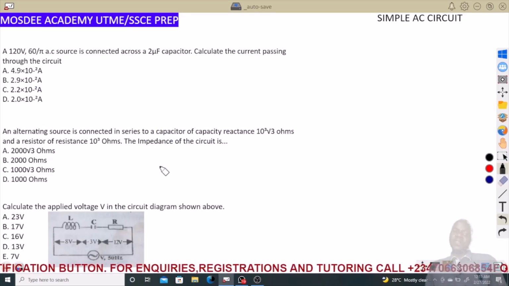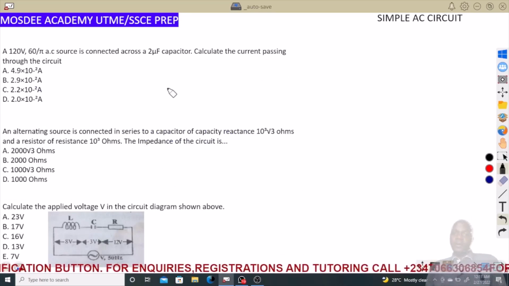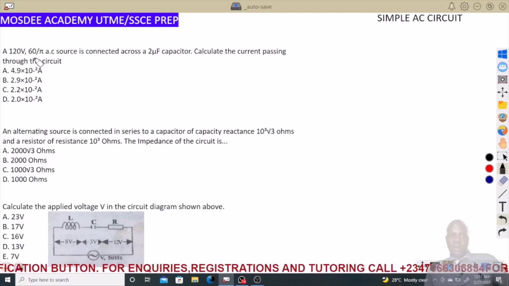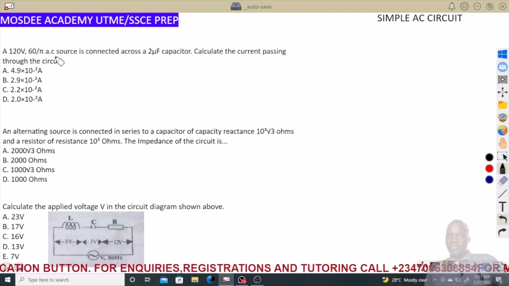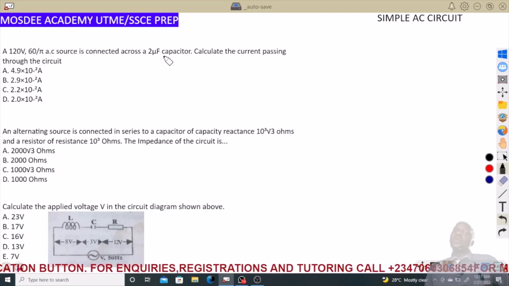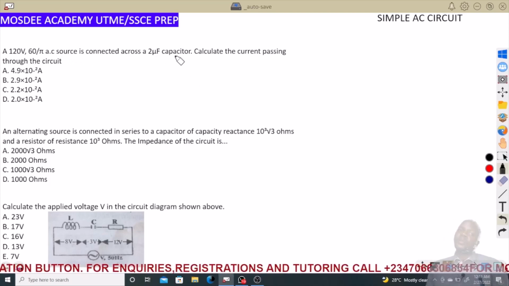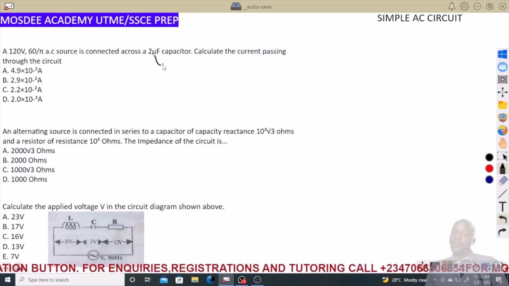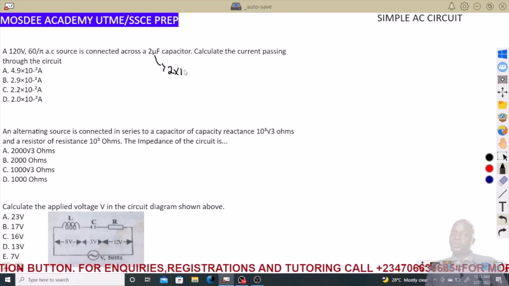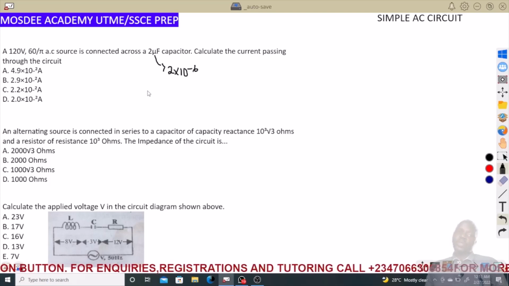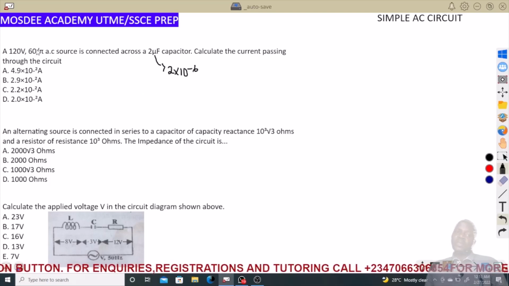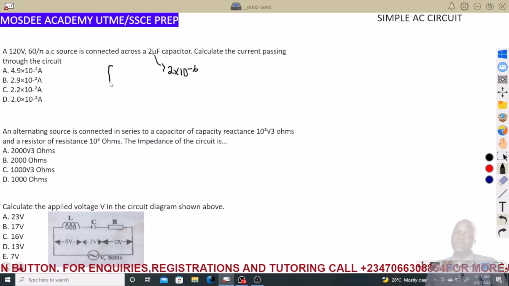Now for the next slide, we have a 120 volt, 60 over pi hertz AC source connected to a 2 microfarad capacitor. Basically, I still have to convert this one. You remember this is 2 times 10 raised to power negative 6. Like I said, I'm going to give you a lot of work to do here, but these are simple things, and 60 over pi should be the frequency.